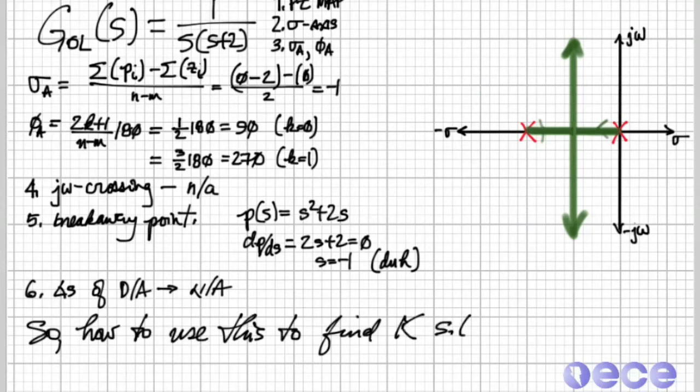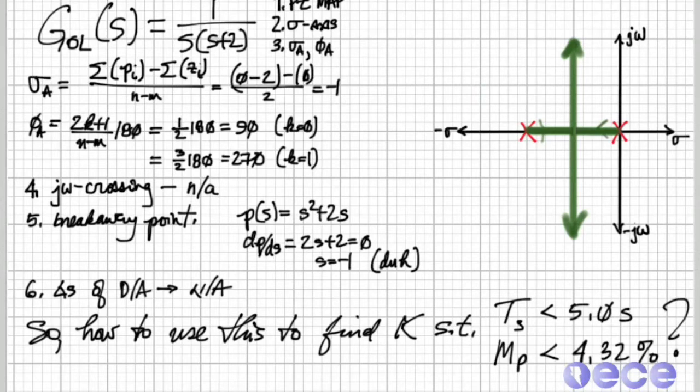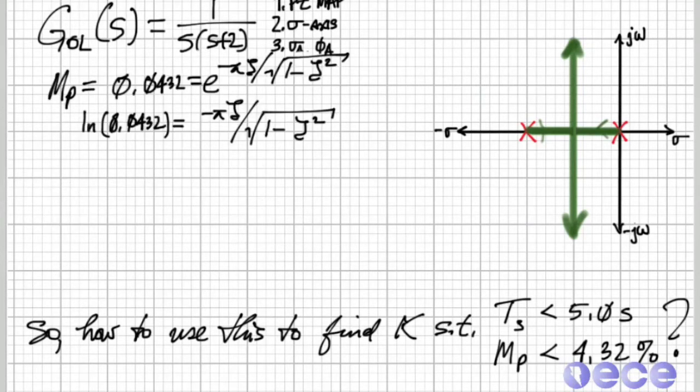So how do we use this to find k? We know how to plot the root locus. How do I find the k to meet these design constraints? So if I have the goal of having percent overshoot be less than a certain value, that's going to translate into zeta being greater than a certain value, because zeta tells me about damping.